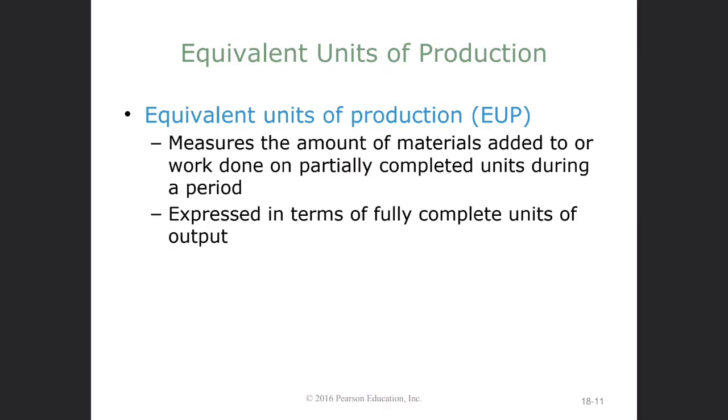Equivalent units of production, EUP. So this measures the amount of materials added to or the work done on partially completed units during a period. And it's expressed in terms of fully complete units of output. So whatever is fully completed.